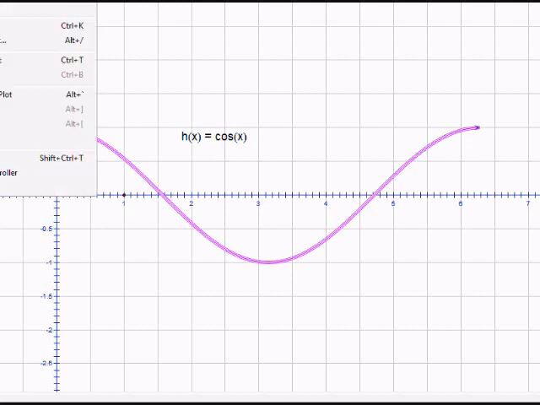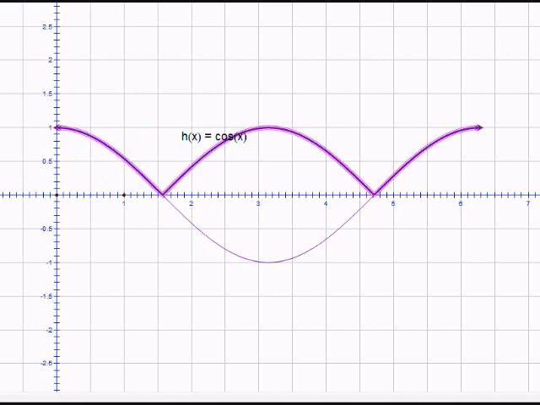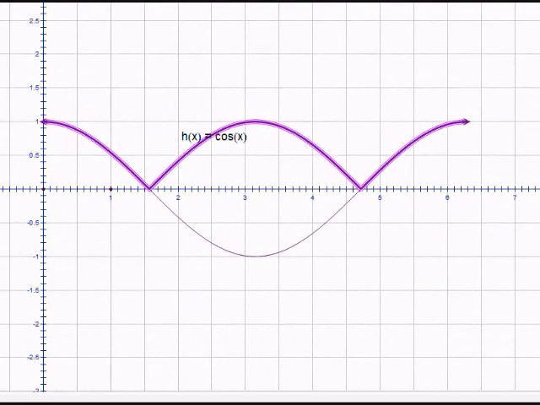So that's the cosine of x, but we're looking for the absolute value of cosine of x. So I'm going to show that hidden function there, and so there's our absolute value function. Let me slide that in. Whoa, that was ugly. So here's our absolute value function. So notice that this lower piece here got flipped up in between pi over 2 and 3 pi over 2.